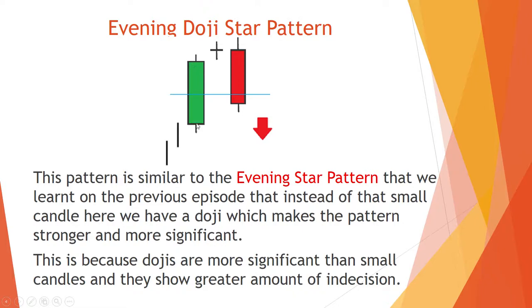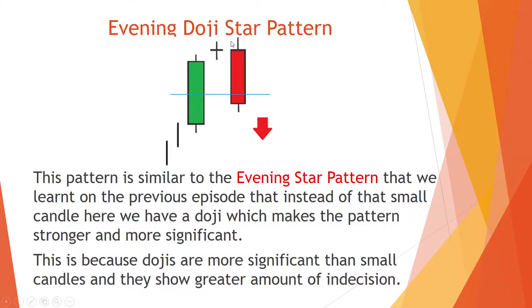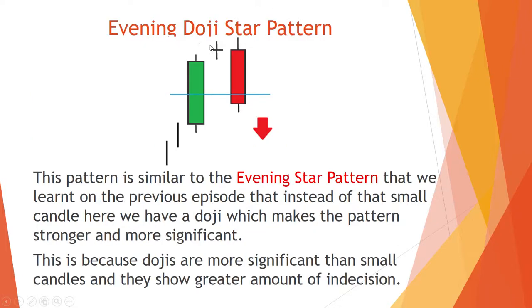The long green candle shows that the bulls are in command, but when the second candle, the doji, forms on the chart with a gap above the body of the first candle in a star position, it shows complete indecision, which means a complete deadlock between the bulls and the bears. So what makes the difference here is the doji star, because it shows the indecision between the bulls and the bears. This shows that the bulls are losing control and we have increased selling pressure, but we must wait for the third candle to see who is going to take control, the bulls or the bears. So after this indecision, we are waiting for the next candlestick to see who is going to take the course here.